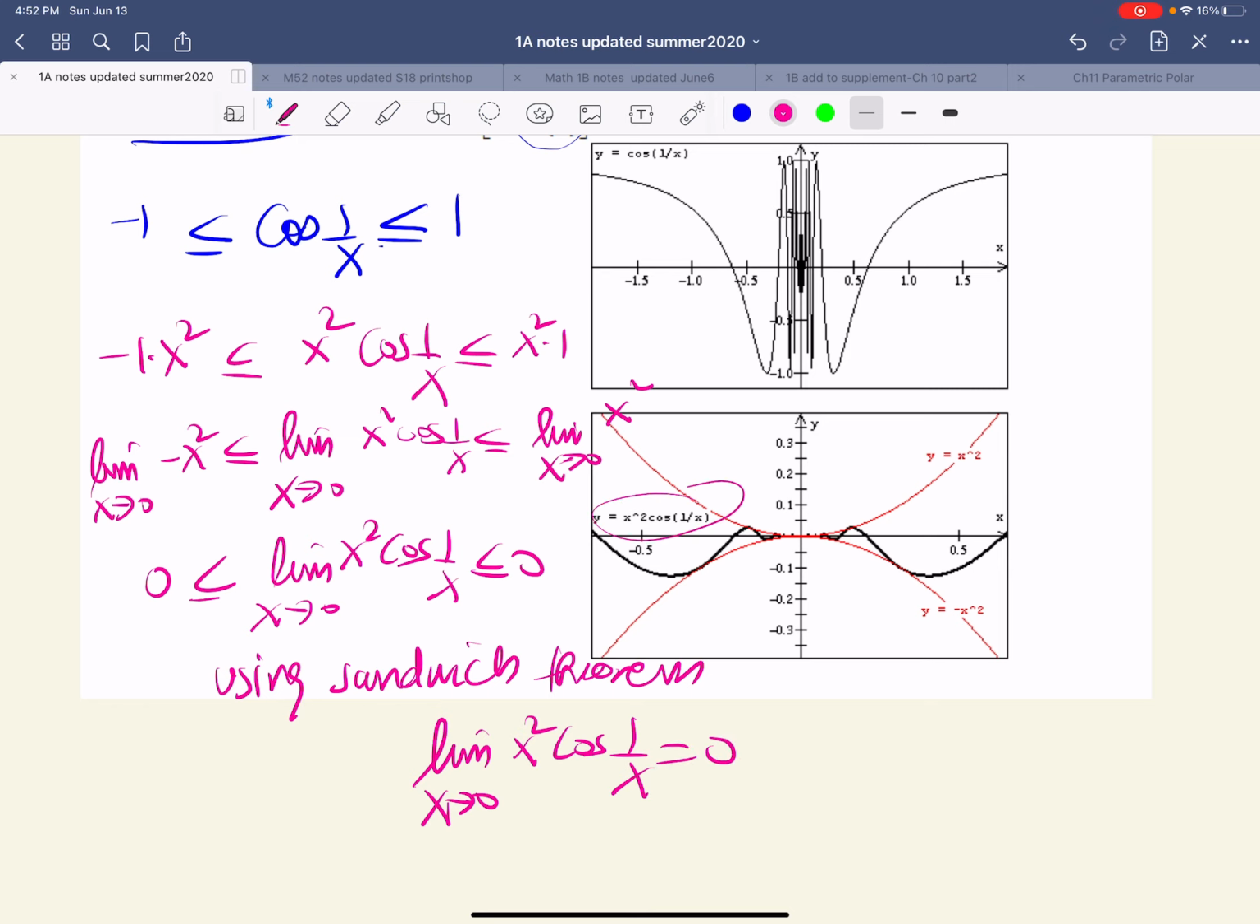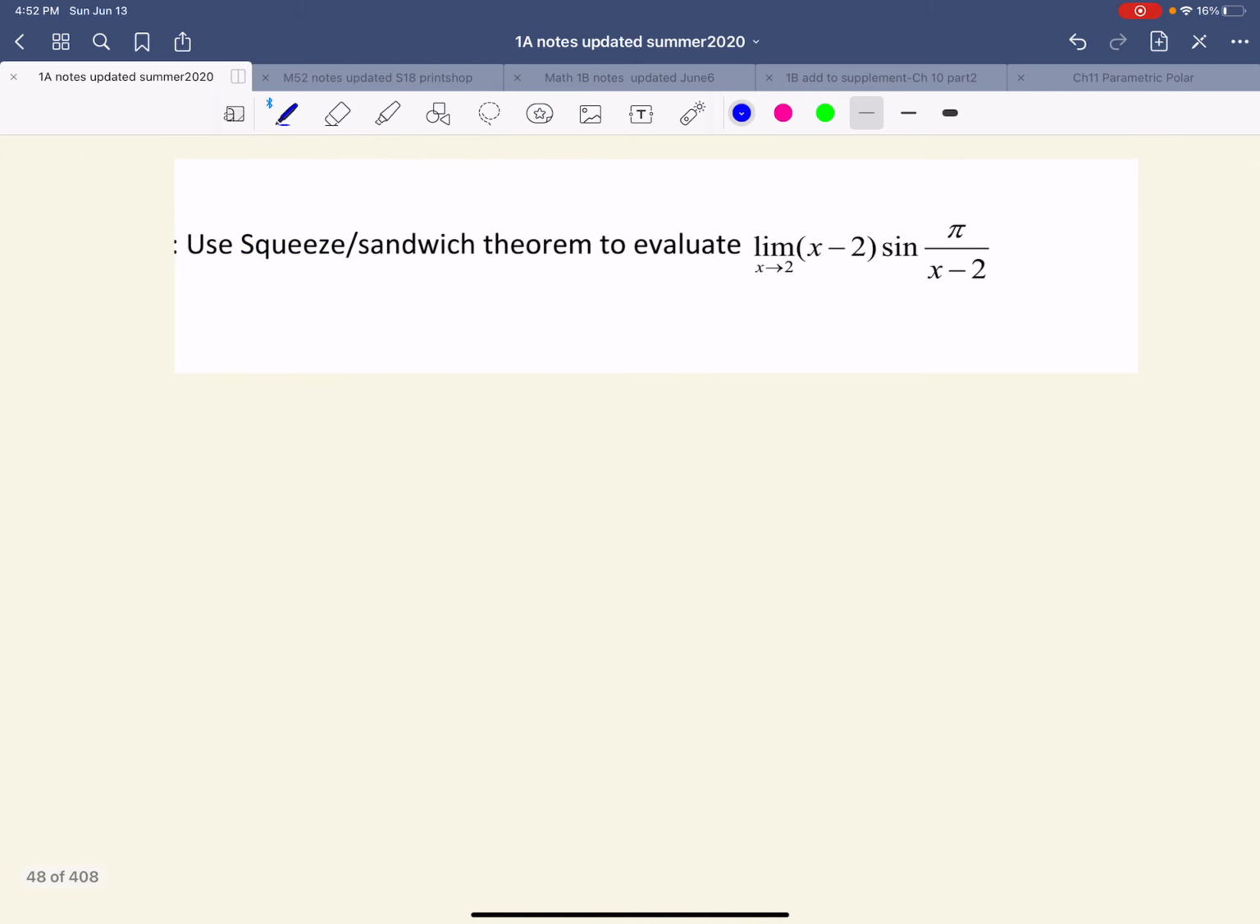And here's a graph of this function. We were able to squeeze it between positive x squared and negative x squared. We squeezed our function between two other functions whose limit is 0 as x approaches 0. Another example of the squeeze theorem.